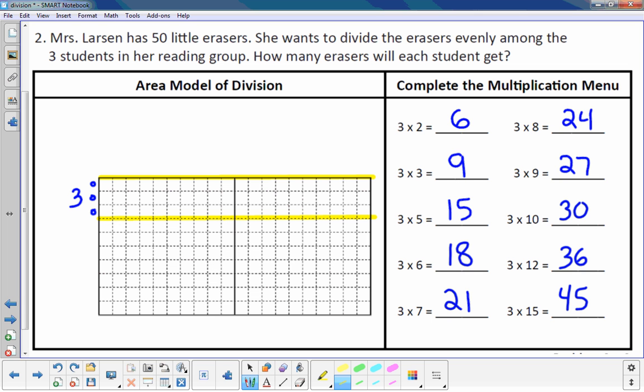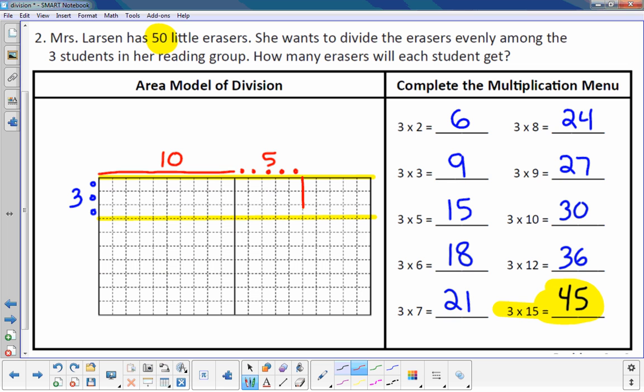And I'm trying to get a rectangular array of 50. So I'm going to look at my multiplication menu, and I noticed 3 times 15 is 45. That's really close to 50. So I'm going to go ahead and draw a 10 here and a 5 because that's 15.